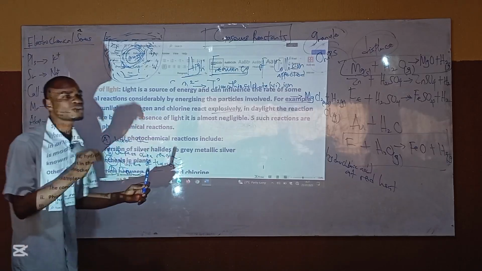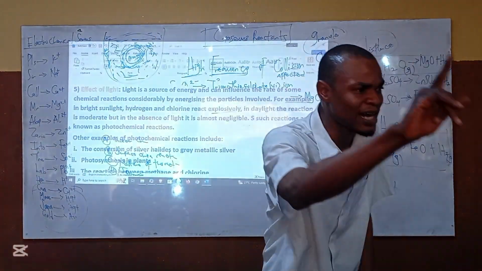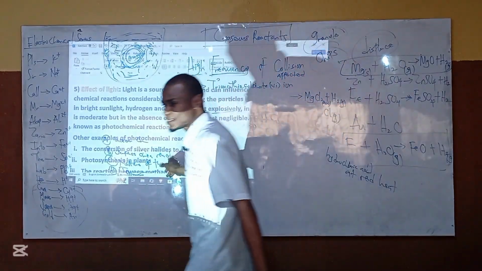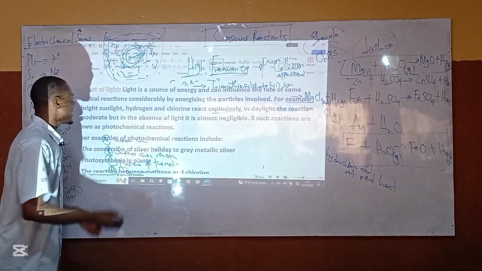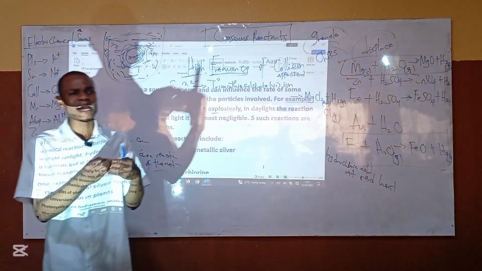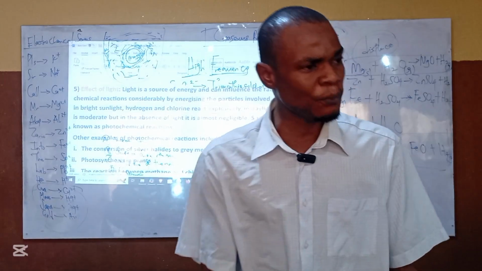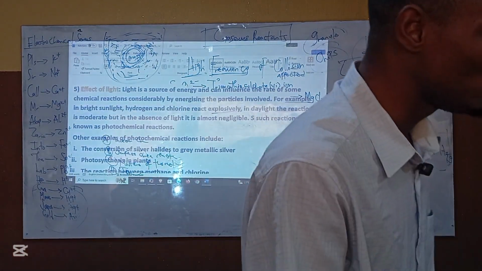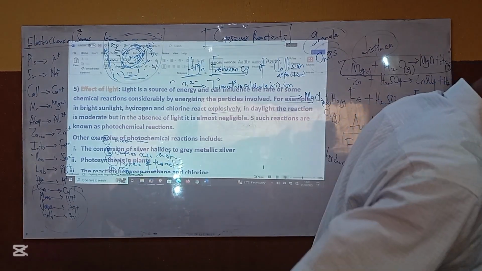So now, a reaction that uses light is known as what? The answer is option C, photochemical reaction. An example of a reaction that uses light is photosynthesis. Explain what happens when hydrogen and chlorine react in bright sunlight. What will happen? They will react explosively. If you are not careful, it will cause harm to you as you are reacting it.